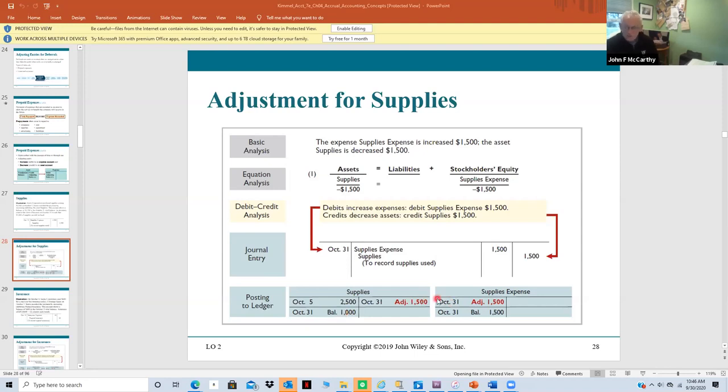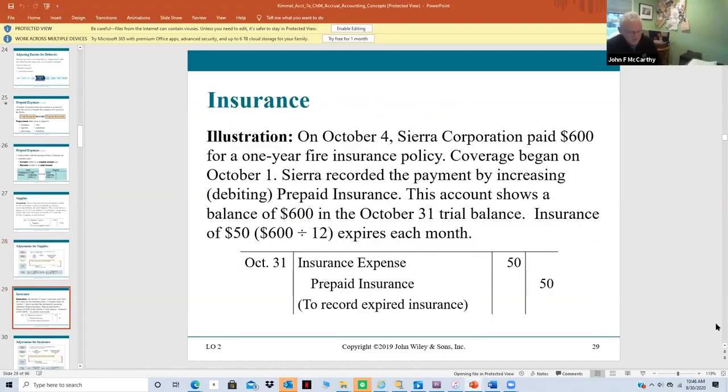And because we used it in the course of our operations, it has to be reflected as an expense. So we put in supplies expense, and expenses go in the income statement. That's where we compare revenues and our expenses to determine our net income, or hopefully, it could be a net loss. Net income if revenues exceed expenses, net loss if expenses exceed revenues. Okay. Now here's the insurance adjustment.